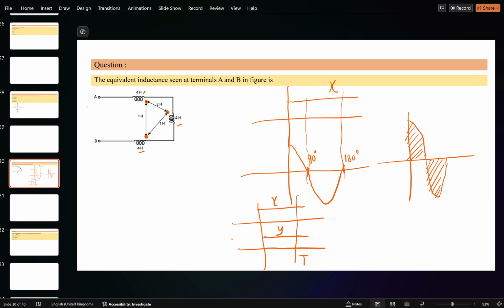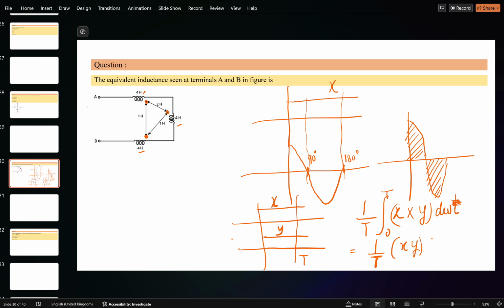When you're taking the DC terms, X and Y, the average value will be 1 by T, integral 0 to T, of the DC term X times the DC term Y, d omega T. When you're taking the average, the 1 by T term was already there. When you take the area, it will become XY, and d omega T will become T.